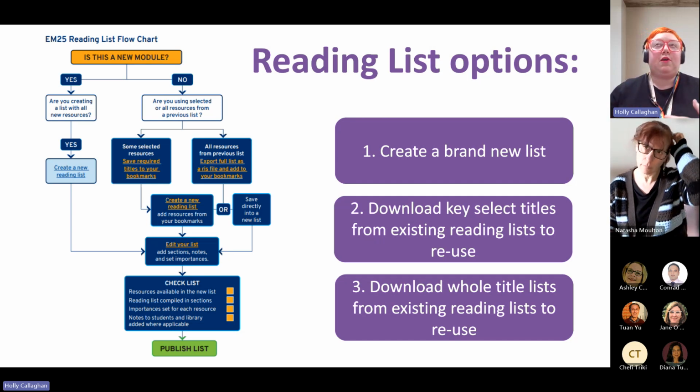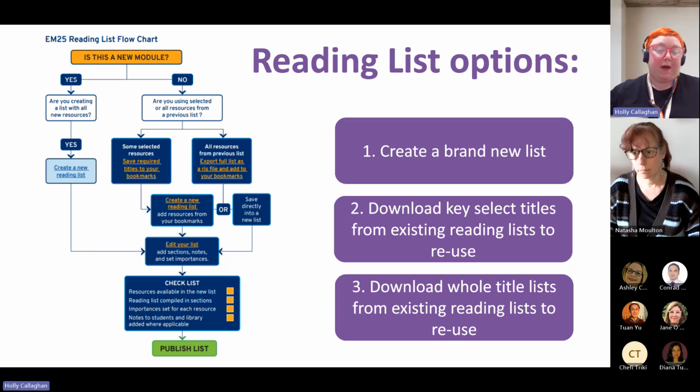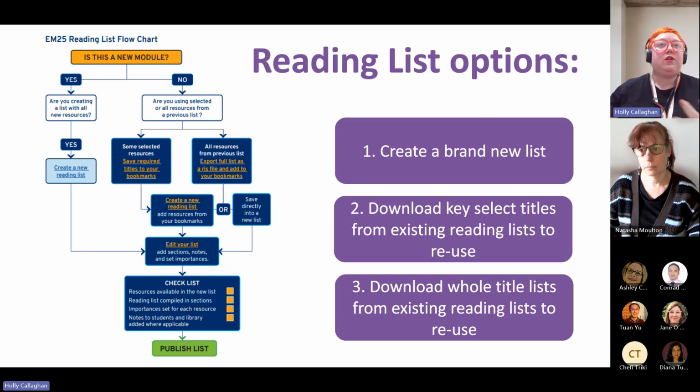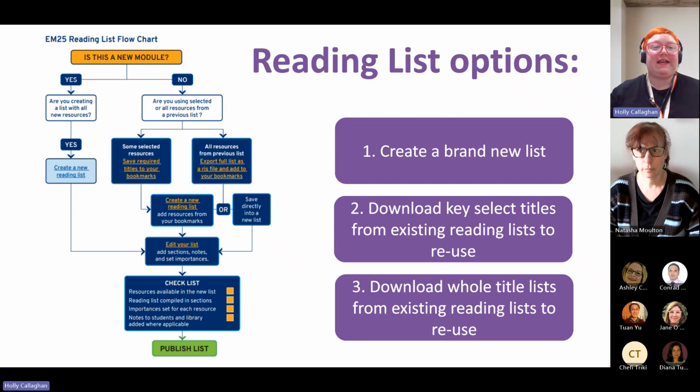If you are convening a module this autumn, or perhaps in the spring or summer, which is loosely based on a previous existing module, then one of your options might be to go back to a previous existing reading list, select a few select titles that you would like to use on your new reading list, download those and reuse them. So that way you're not having to start again from scratch and create a brand new reading list.